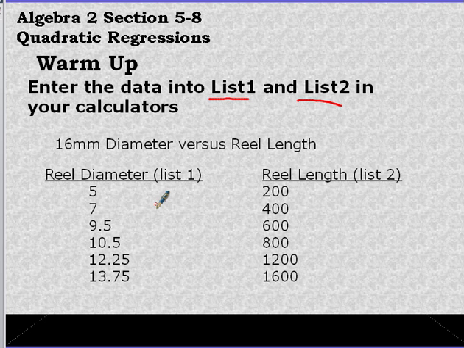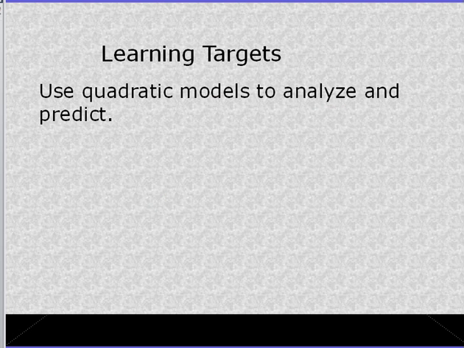All right, we're wrapping up Chapter 5 with 5-8 on quadratic regressions. If you're going to look at this lesson online, you should practice by doing a quadratic regression. So you're going to want to put these two data sets, real diameter versus real length, and I'm guessing it's movie reel, film reel, but anyway, you're going to use that later to practice yourself. So what we are going to do is use quadratic models to analyze and predict.